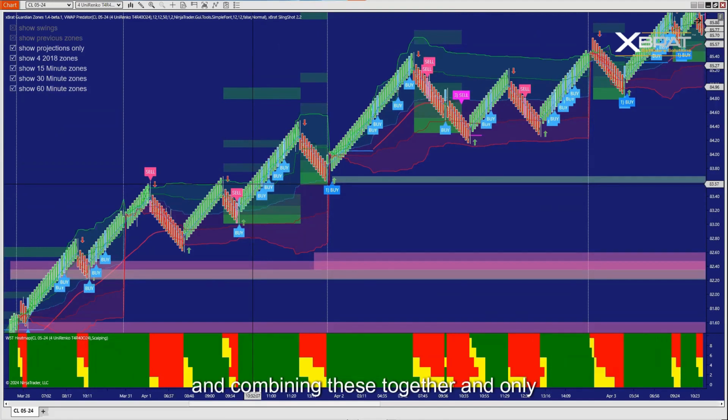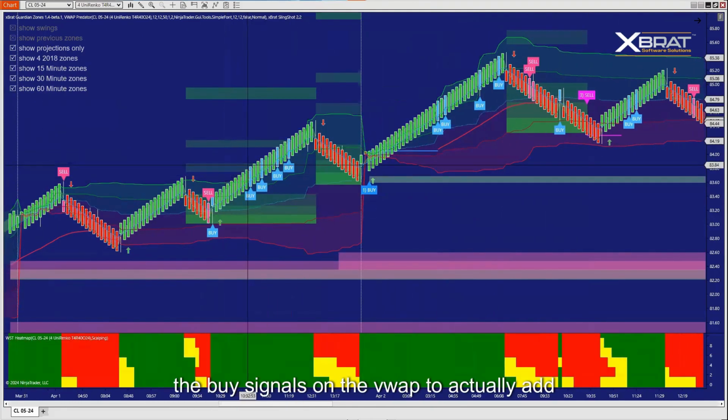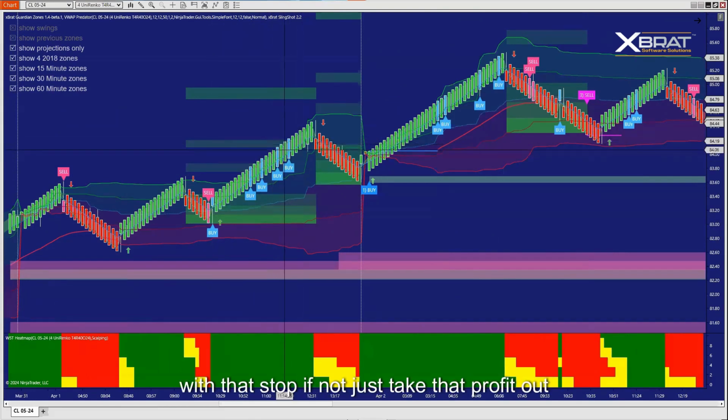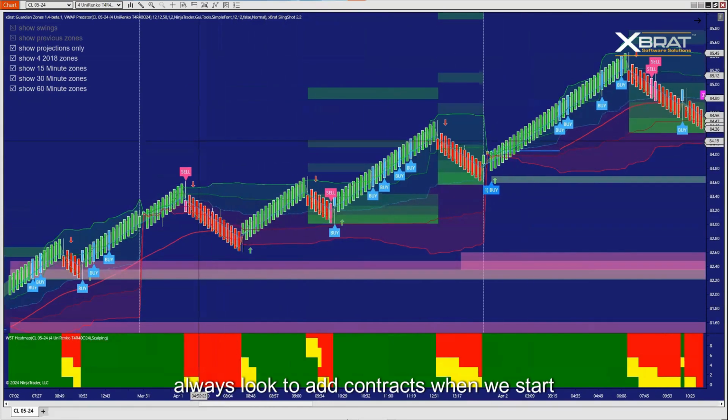424.40. And combining these together and only taking those confluence trades, and maybe using, in this particular case here, the buy signals on the VWAP to actually add contracts at that point. Remember, really only in this sort of situation, once I get to the target 2, I've got to be very tight with that stop. If not, just take that profit out. Okay. So there are opportunities, and we should always look to add contracts when we start to get momentum. And the VWAP Predator is a very good tool to make that happen.